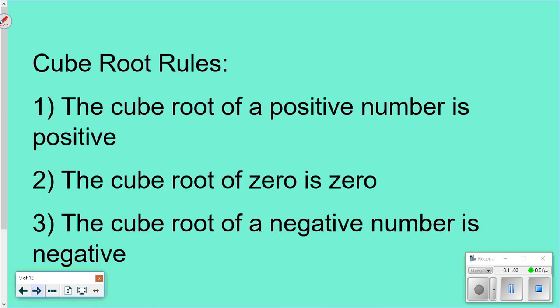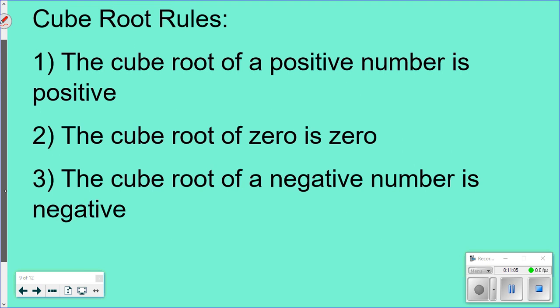All right, so a few things about cube roots. Cube roots are kind of their own deal. There's a lot of different things that go along with cube roots, even though it doesn't look like it should. So first of all, the cube root of a positive number is positive. The difference with a cube root and a square root is that a cube root can have a negative number inside. Now I will show you why that can work. Number 2, the cube root of 0 is always 0, which is kind of a given. And then this is what I was talking about before: the cube root of a negative number is negative.